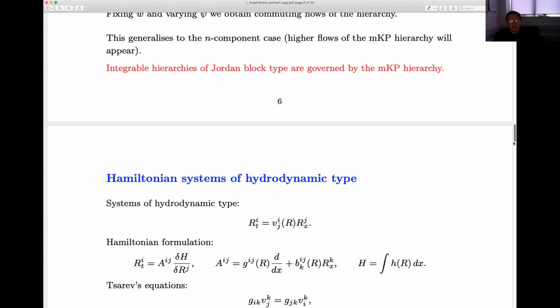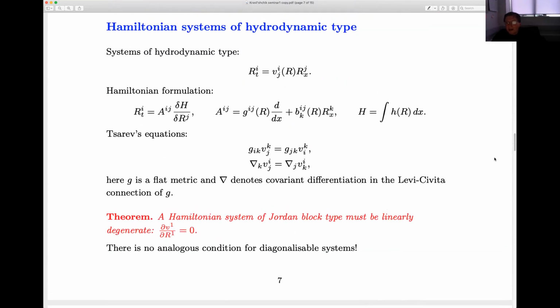I want to emphasize that nothing like this exists for diagonalizable systems. This is a peculiarity of Jordan block systems entirely, right? It's a very simple necessary condition for systems of Jordan block type, and this condition is called linear degeneracy, right? This I will explain in the next slide. So systems of this form with this property are called linearly degenerate. So a Hamiltonian system of Jordan block type must be linearly degenerate. This condition is necessary, but of course it is not sufficient, right? It's a very simple necessary condition.